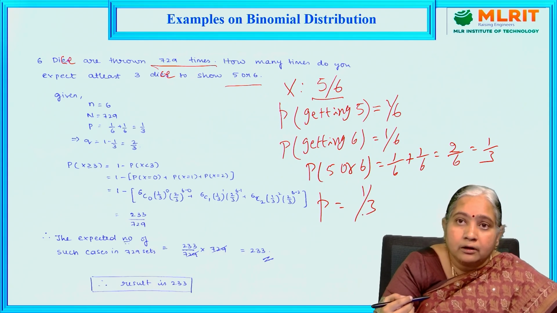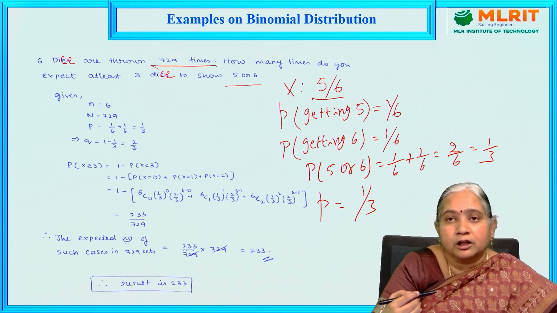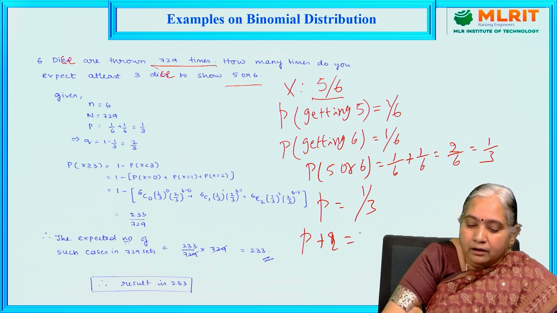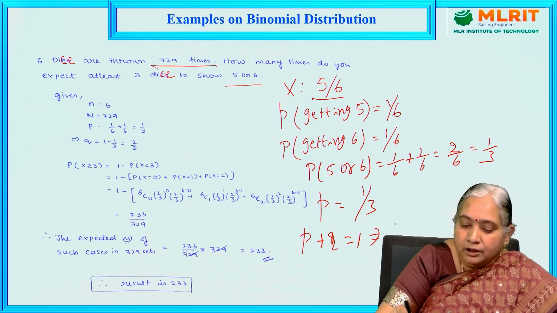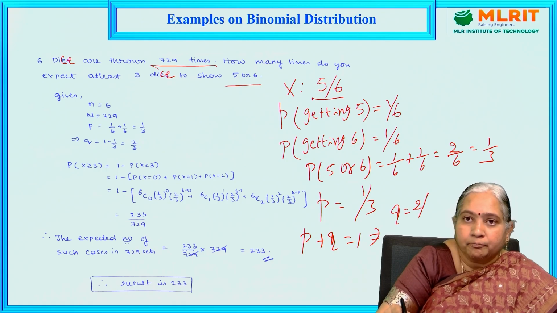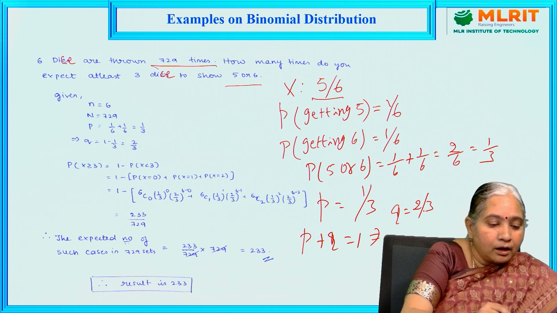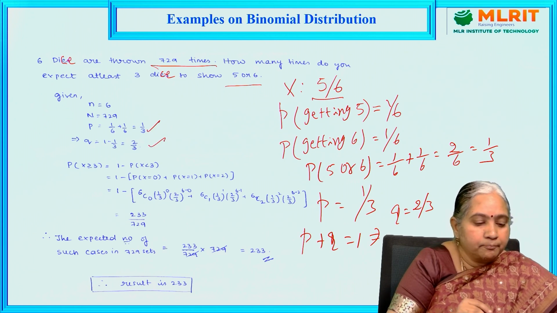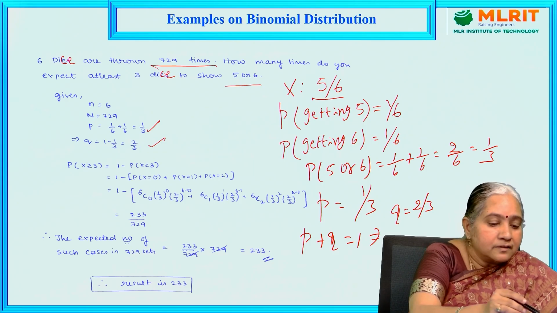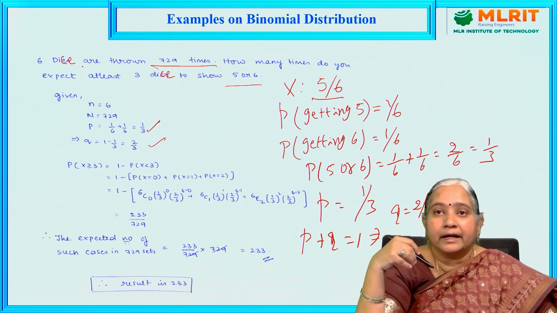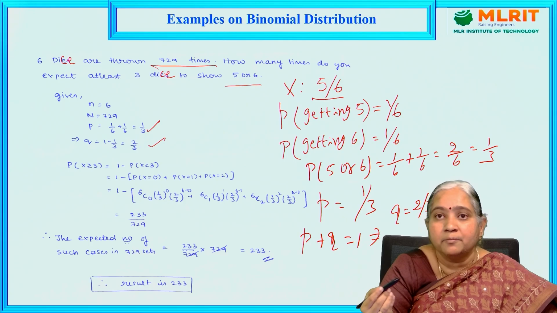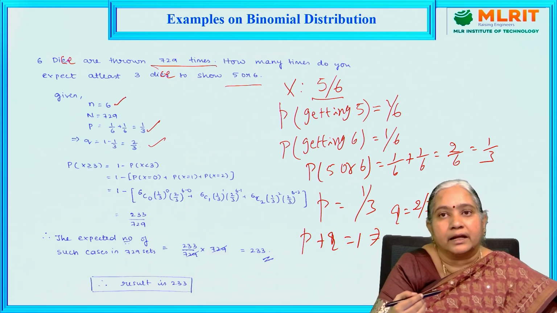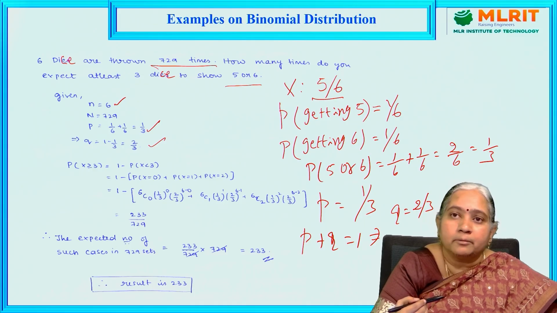And moreover, we know that the total probability is equal to 1. So p plus q equal to 1. So from this equation, q equal to 2 by 3. So p equal to 1 by 3 and q equal to 2 by 3. Now here 6 dice are thrown. A die is thrown how many times? 6 times. So that is the small n value. So n is finite.